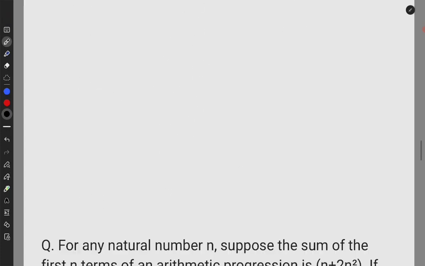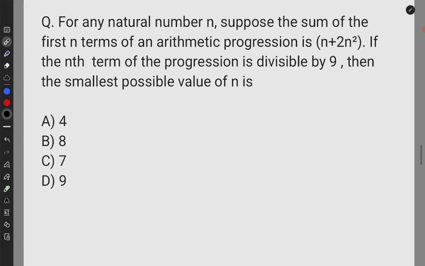Now let's see the next question. For any natural number n, suppose the sum of the first n terms of an arithmetic progression is n plus 2n square. If the nth term of the progression is divisible by 9, then find the smallest possible value of n. Now before we move to this question, let's see this thing.